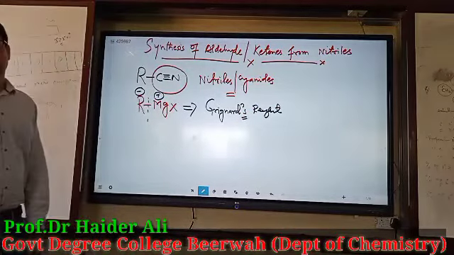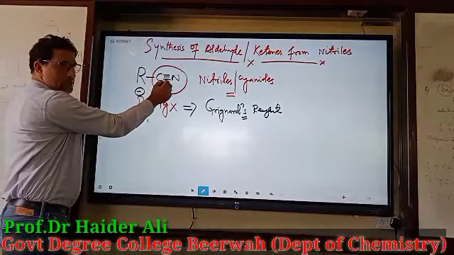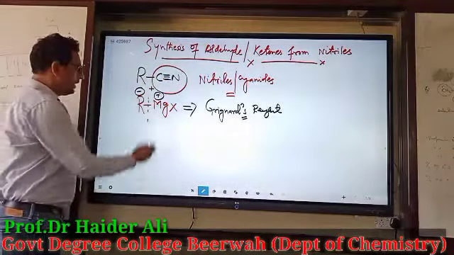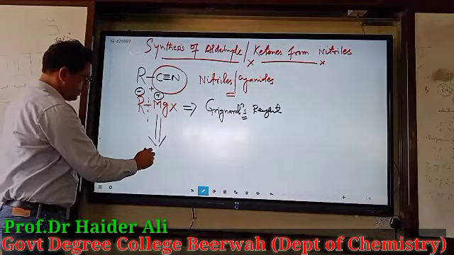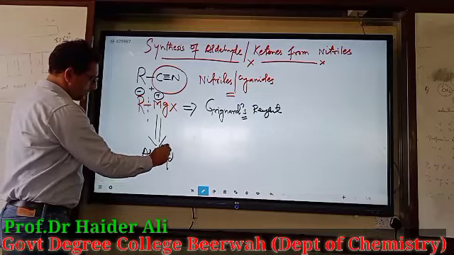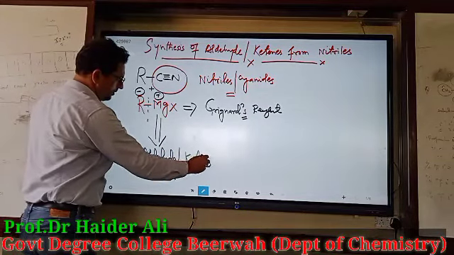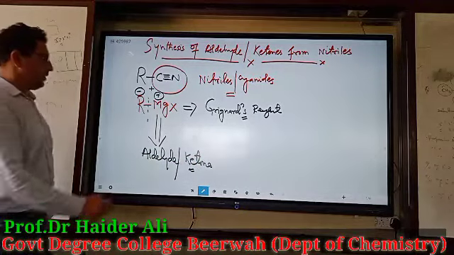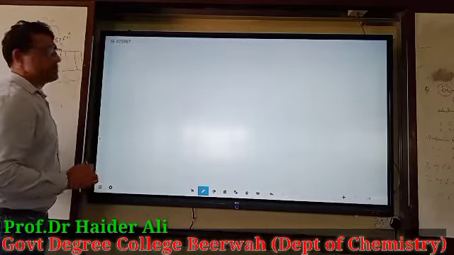Fine. Now what do we have to do? We have to react this RC triple bond N nitrile with Grignard's reagent, and we will end up with either aldehyde or ketone. So this is today's lecture, aldehyde or ketone. Fine. So let me start with the mechanism now.